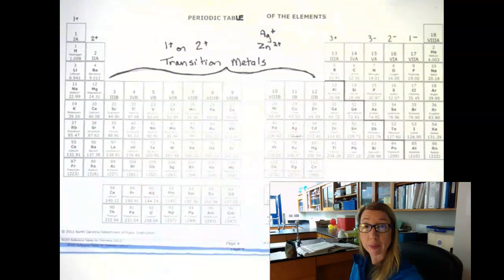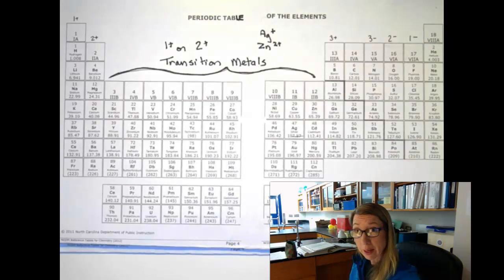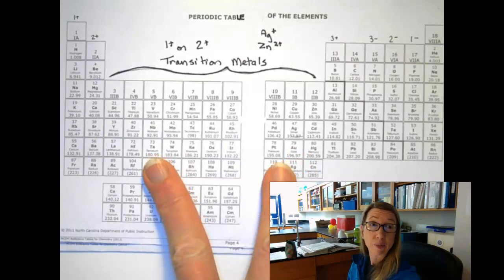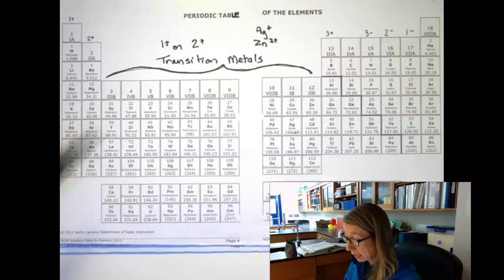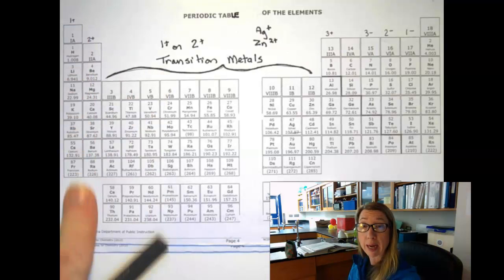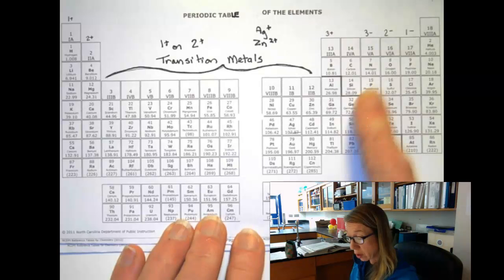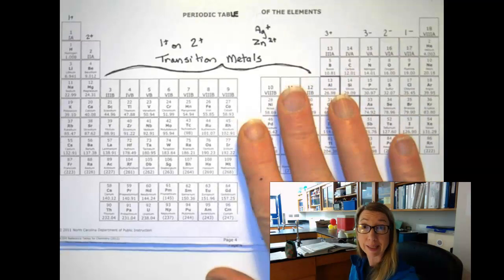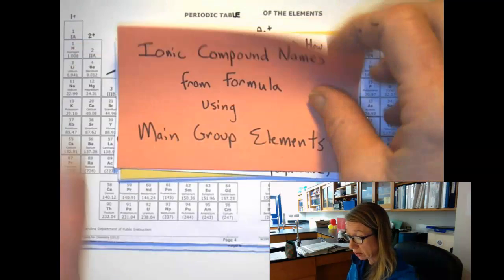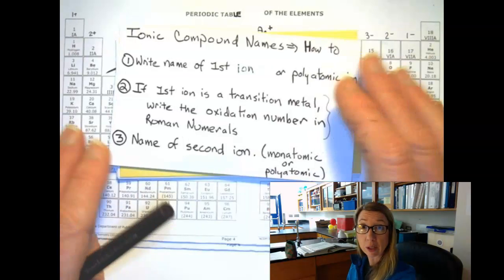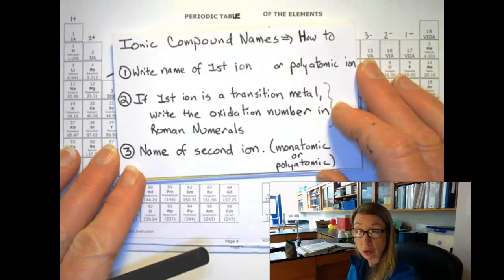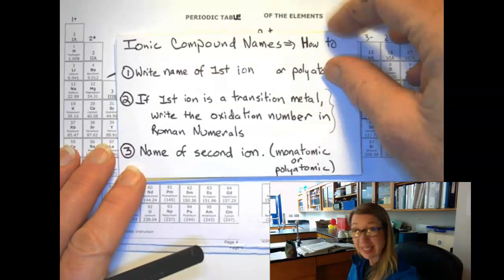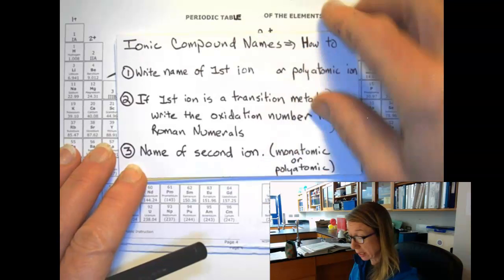So the main group elements are all the ones that are not transition metals. We have the transition metals in the middle, and they have some special rules. But the easiest ones to do are the main group, when you combine the alkali metals or alkaline earth metals with one of the nonmetals or the polyatomic ion from your polyatomic ion list. So let's give this a try. Now we have some rules, and these are going to go on your notes on your graphic organizer, and they look complicated. So let's just go through some examples using these steps.